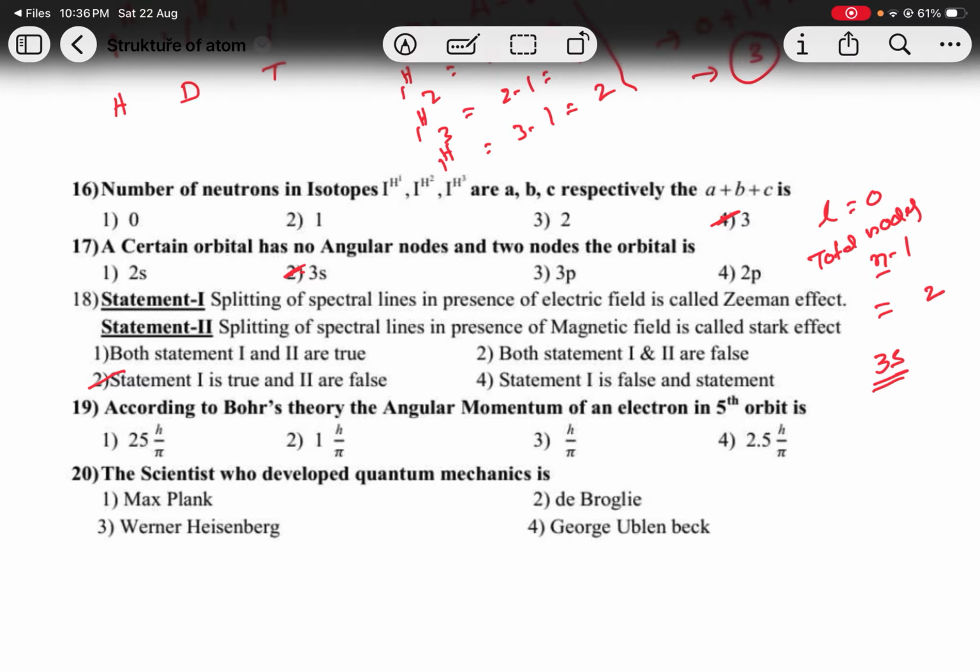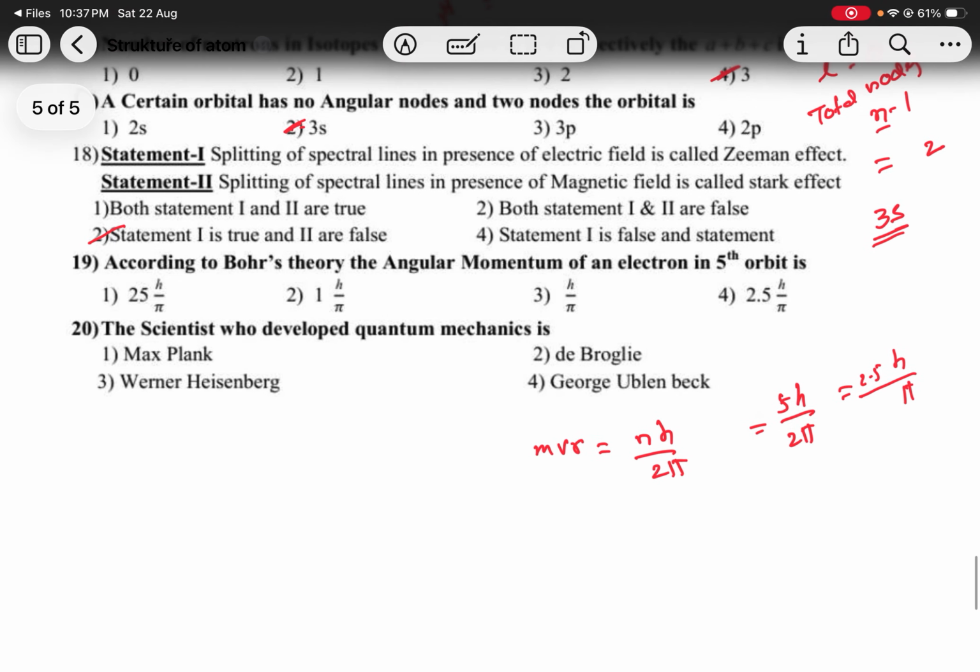Next, the 19th one. According to Bohr's theory, the angular momentum of an electron in the fifth orbit is given by mvr equal to nh by 2 pi. Here n is given as the fifth orbit, so 5h by 2 pi. Here this option is not present in the given options. First one is 25h by pi, second one is h by pi, third one is h by pi, fourth one is 2.5h by pi. So multiplying this, we get 2.5h by pi. So the fourth option is the correct one.